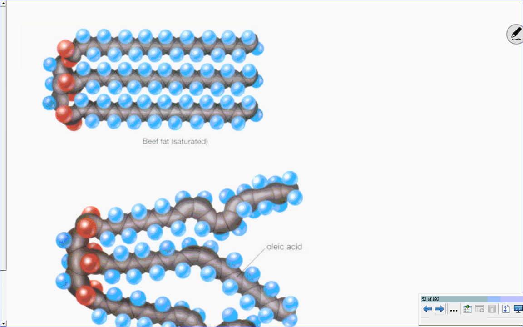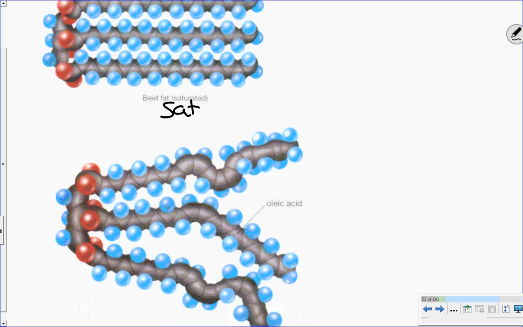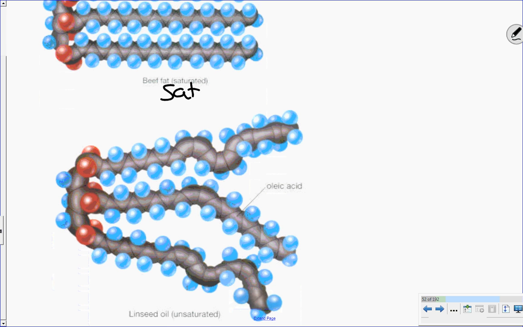And these are some space-filling molecules where you can see this saturated fat right here packed in there really tightly, which is why it's hard for your body to break down. These are some double bonds shown here, and you can see that that kind of puts a bend in the molecule, giving some more surface area.